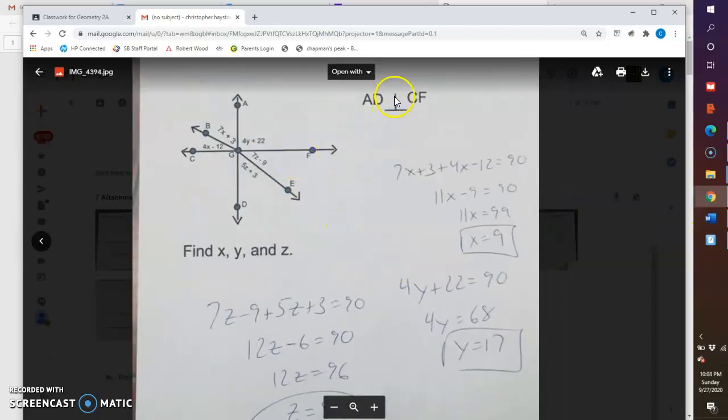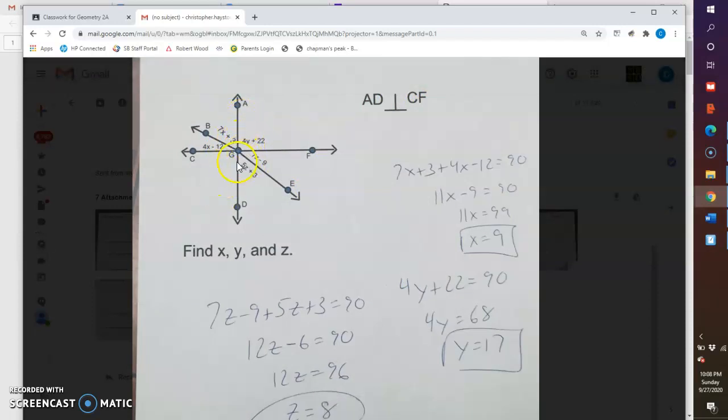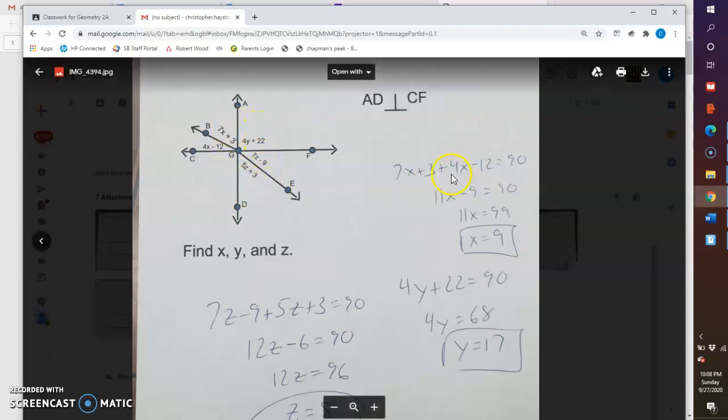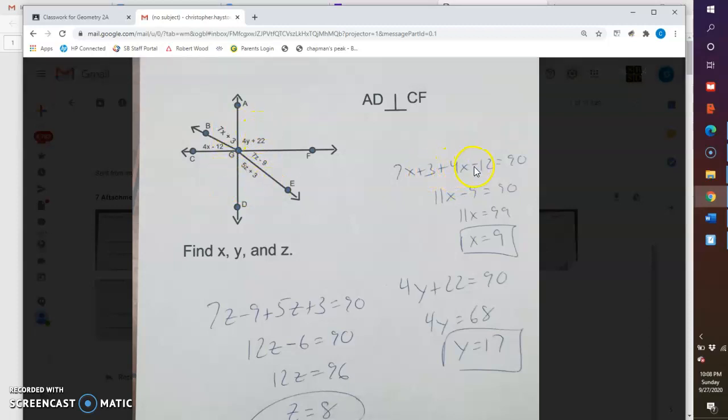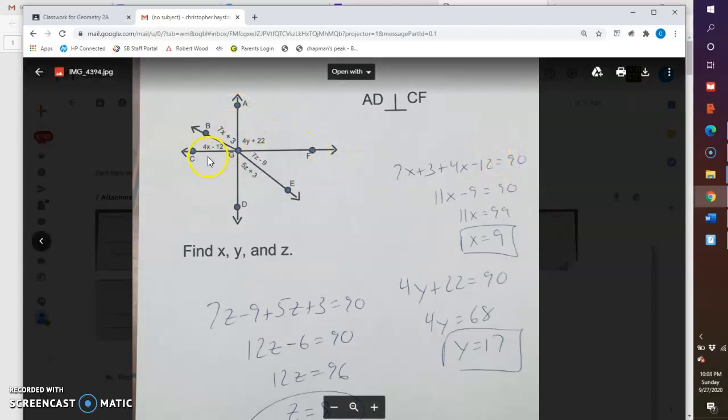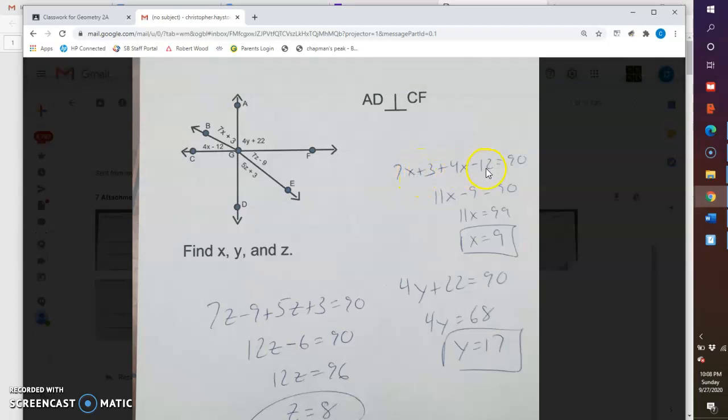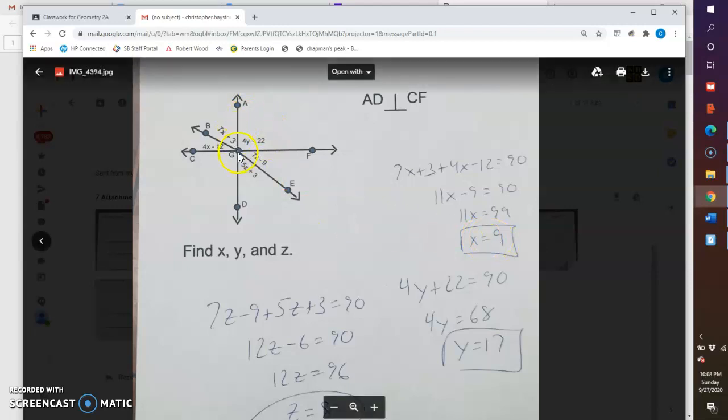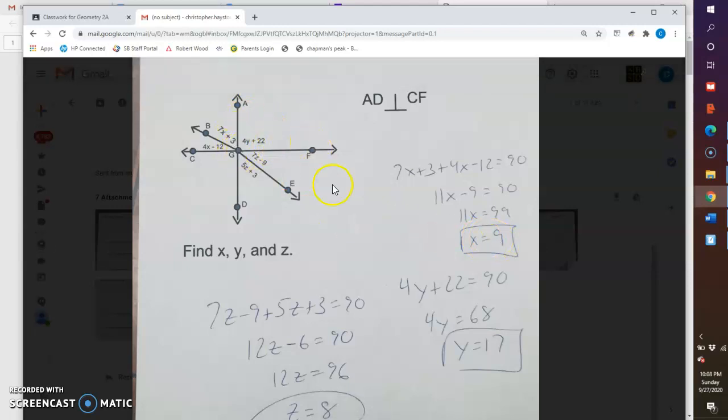And then our last page. When you're told perpendicular, you can't assume right angles, but when you're told perpendicular, you always have 4 right angles. So 7x plus 3 plus 4x minus 12, they're going to add up to 90, because AGC has to equal 90. So when you combine like terms, 11x minus 9 equals 90, 11x equals 99, and x equals 9. AGF is going to equal 90 degrees.